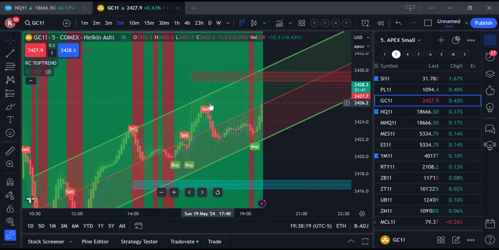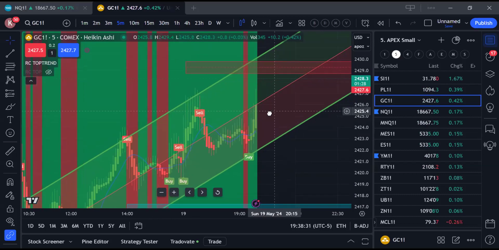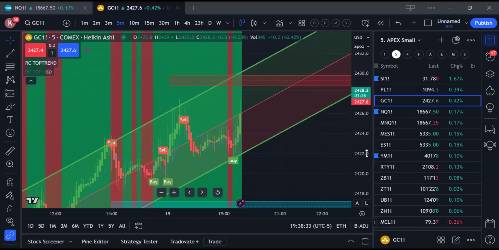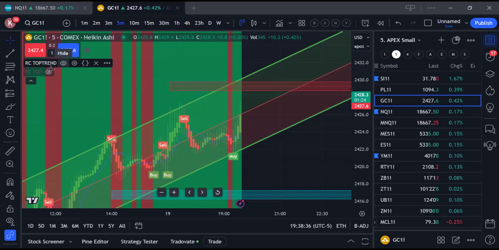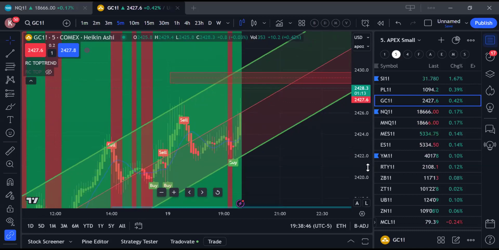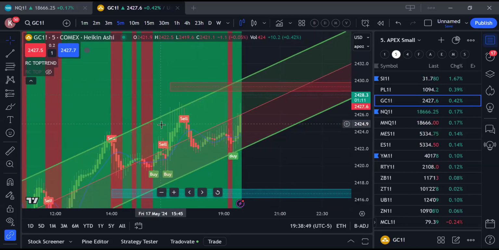So you will avoid the opposite side trends and if the color is green, you will only look at the long. You will not take the short. So that is the major difference between the top trend and top indicators. One is more like a scalping indicator. The other one is where you can hold for more time, right? We got a buy here. You can wait for more time, and as long as the color is green, you will not enter the short side trades.